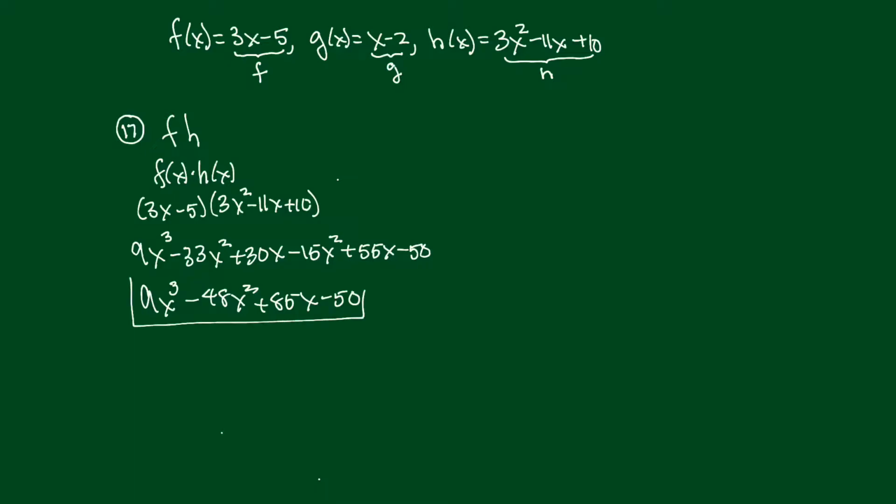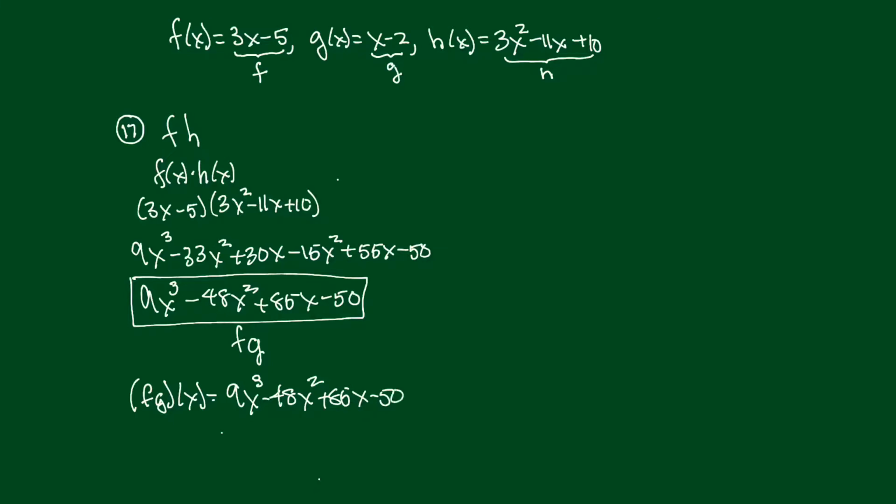That's our new function, and the name of this function is fg. We could, if we wanted, write it as fg of x equals 9x cubed minus 48x squared plus 85x minus 50. And in number 25, we're going to compute h plus fg.